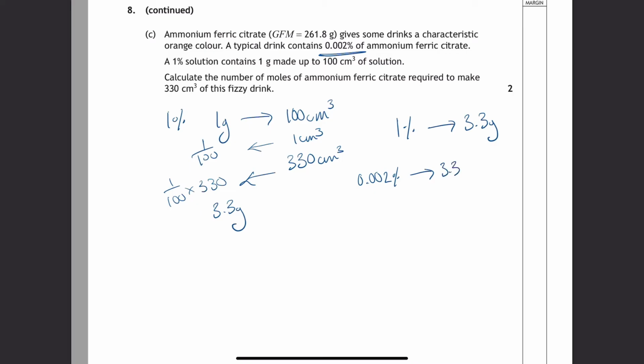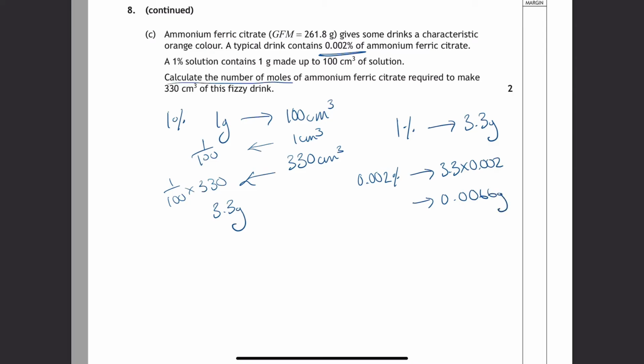So 3.3 times by 0.002. Even if it was a decimal, you're still multiplying, because if that was 20%, you'd be timesing by 20, so it's still the same thing. So times by 0.002, and that would give you 0.0066 grams. So we're nearly there.